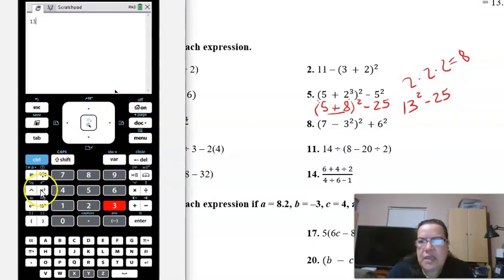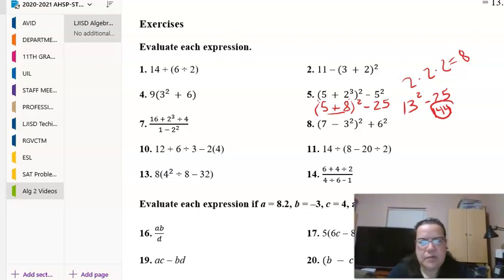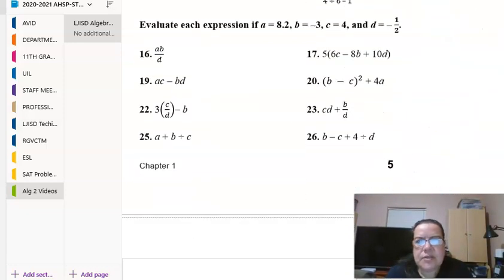So I'm just looking at 13 squared minus 25. I'll let the calculator do the work for me. It's 144. So I know that the answer here should be 144. Let me do that a little bit better. There we go. Now, if we continue going through your packet, you'll notice that there's other questions.